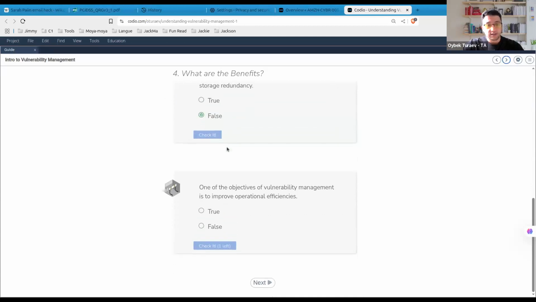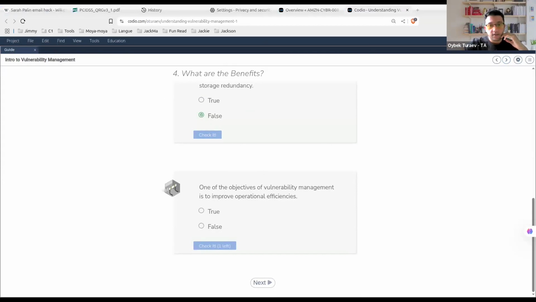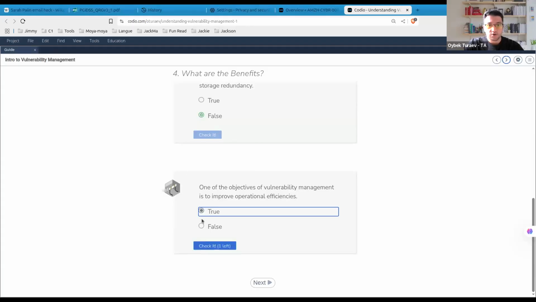Next answer in the same thread as well. One of the objectives of vulnerability management here, guys, is to improve operational efficiencies. True or not? For the second one, people are saying it's true, true, true. Very good. So I'm going to choose true. Exactly. That's one of the key ideas of vulnerability management: to improve operational efficiencies.